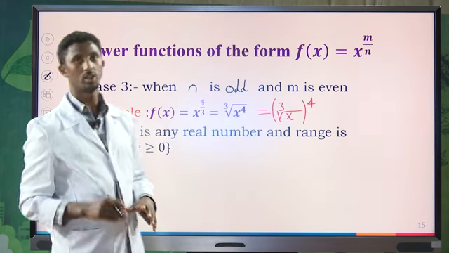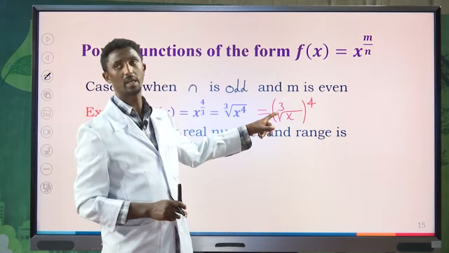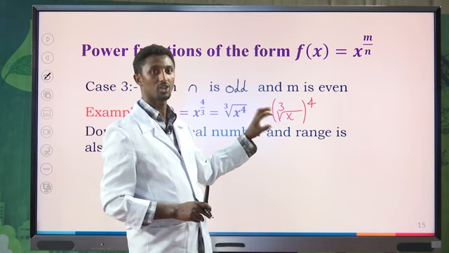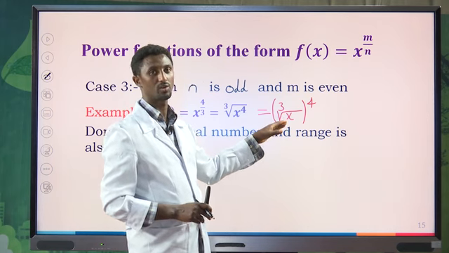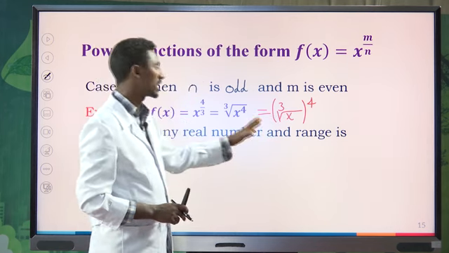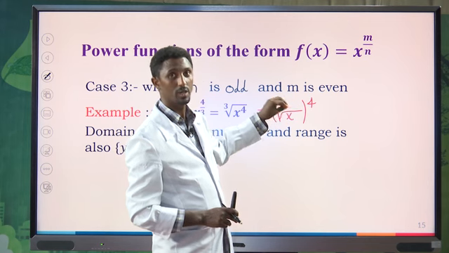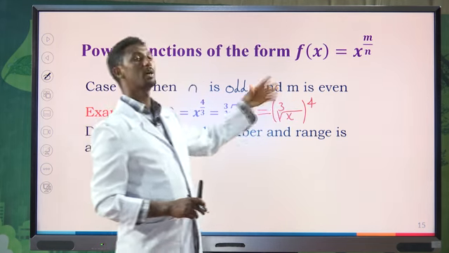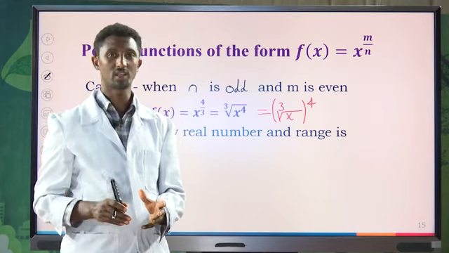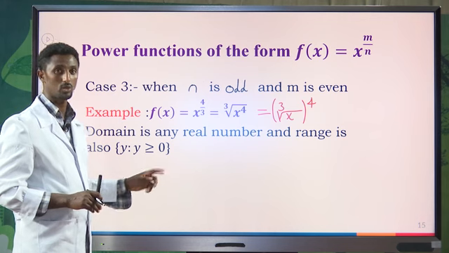Now, what could be the domain and range of such power functions? The cube root of x, as we have seen on the above slide: for such power functions, the input value can be any real number. So the domain is the set of real numbers. But here the power is 4. Whether this value is positive or negative, it's raised to the power of 4. So when the exponent is 4, the output value is a non-negative real number. So the range of such a power function is y such that y is greater than or equal to 0.